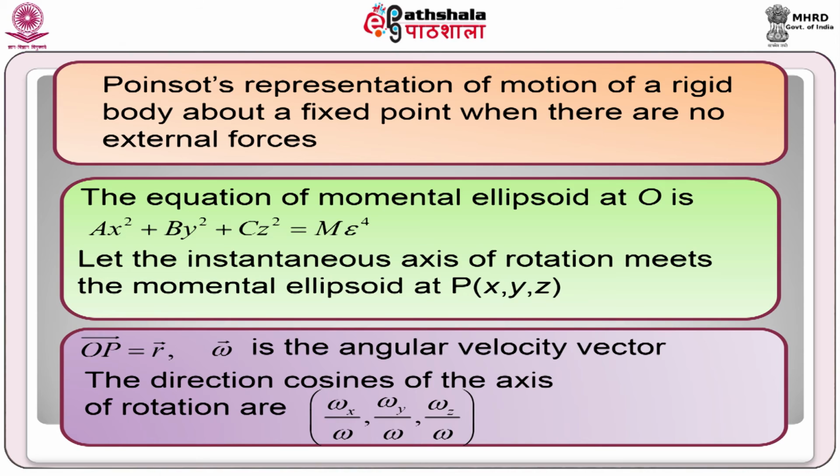Let the instantaneous axis of rotation meet the momental ellipsoid at capital P, a function of x y z, that is, the coordinates of P are x y z, where OP vector is the radius vector r vector and omega vector is the angular velocity vector.